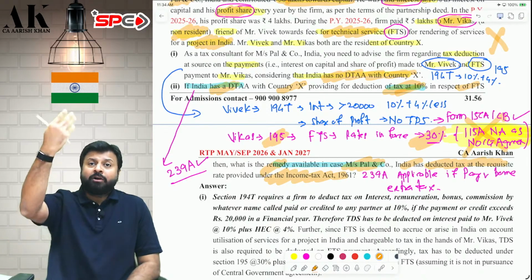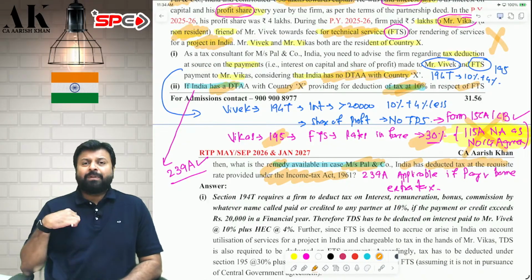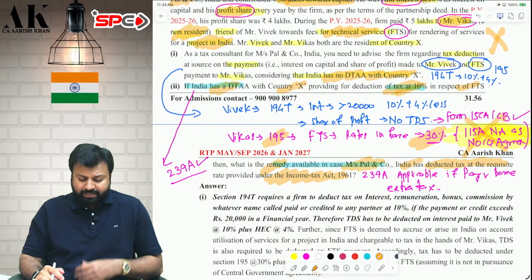If the tax is borne by Mr. Vikas, then Mr. Vikas deserves to get the refund. So Mrs. Pal and Company will get the remedy only if Mrs. Pal and Company has borne the tax. Otherwise, Mrs. Pal and Company will not get the remedy. I hope it is clear to all of you.